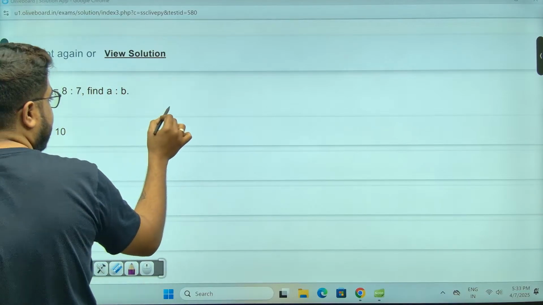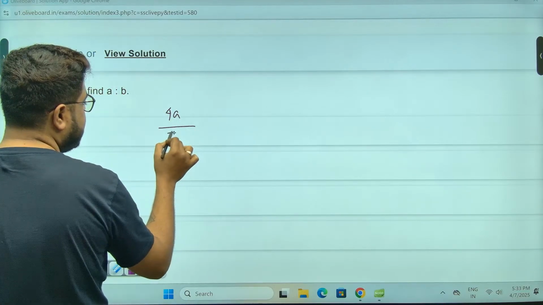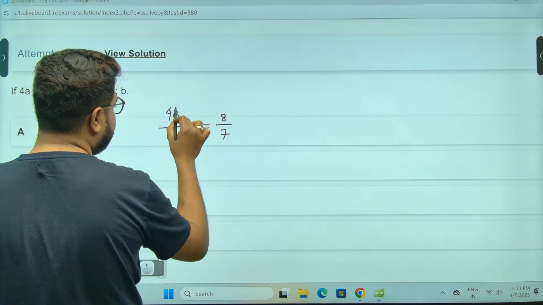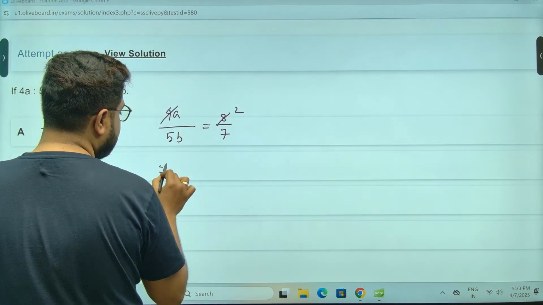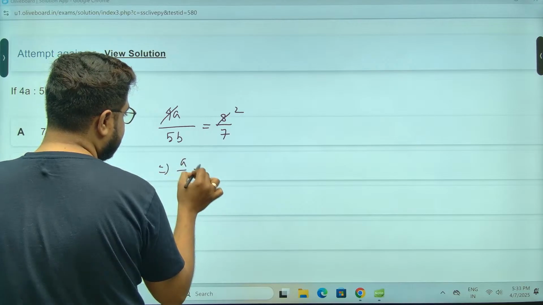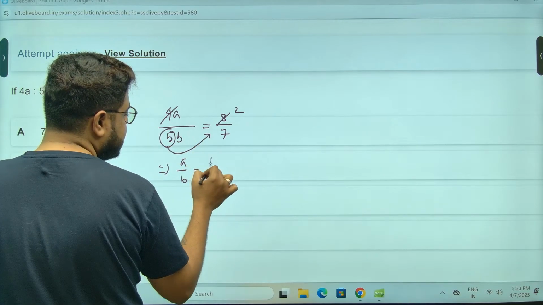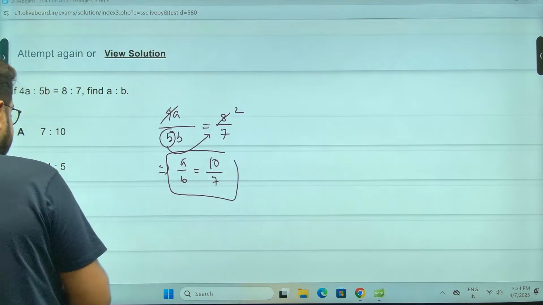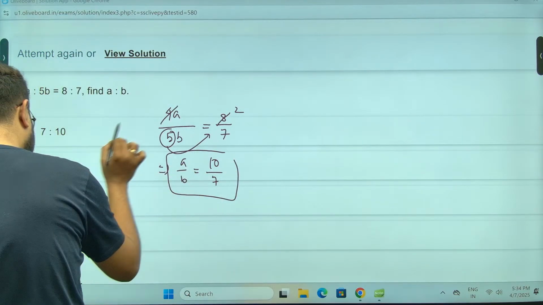Sir, 4A ratio means by 5B is equal to 8 divided by 7. Remove this. A by B, 5 will go that way. Sir, 10 by 7 is the answer. 10 by 7, option number C.